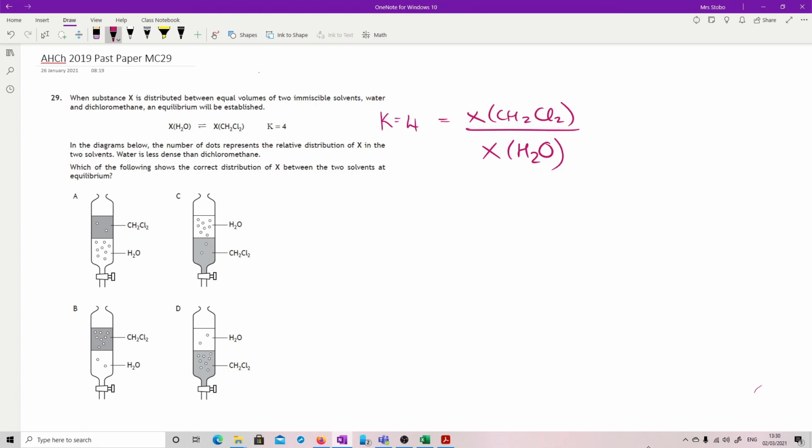Water is less dense than dichloromethane, and you've got dots to represent the solvents. Which of the following is the correct distribution? So if water is less dense, that means the water will float on top of that one. So let's get rid of these two. Okay, and then we're looking for there to be more in the top fraction and the bottom because we've ended up with a fraction that equals 4. Okay, so D.